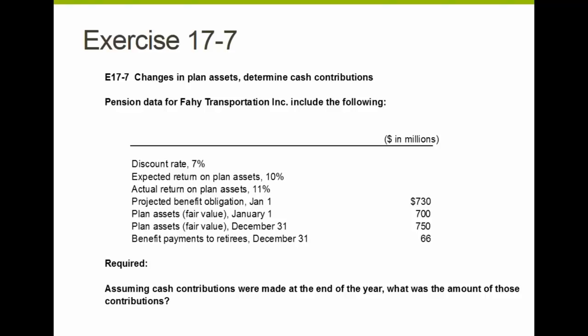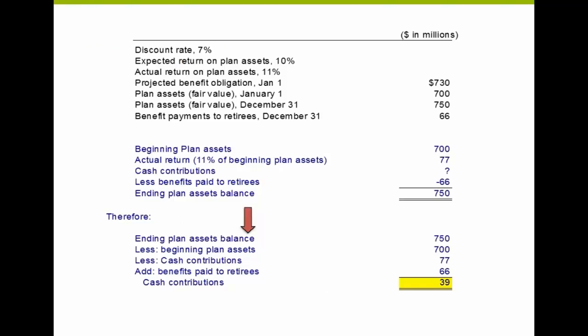And what we have here is the projected benefit obligation January 1st, the plan assets January 1st, plan assets December 31st, benefits paid to the retirees December 31st. So what we're attempting to do is to determine the cash contribution. The reason we're interested in it is that the cash contribution is going to increase the plan assets. So let's go through this.